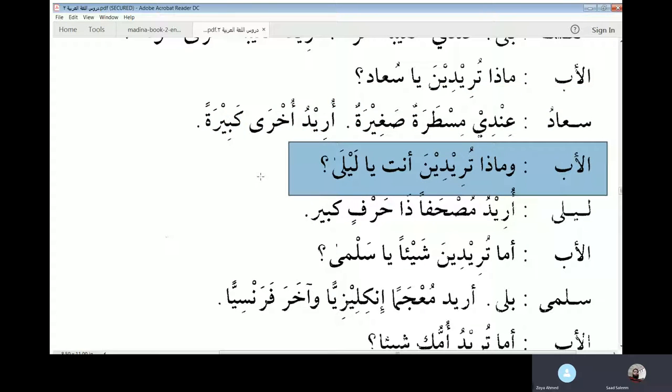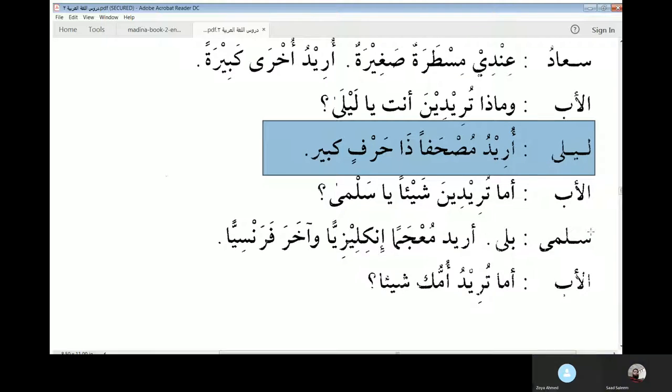Al-ab: Wa madha tureedina anti ya Layla? What do you want, O Layla? Layla: Ureedu mushafan dha harfin kabir. I want a copy of the Quran with big letters.